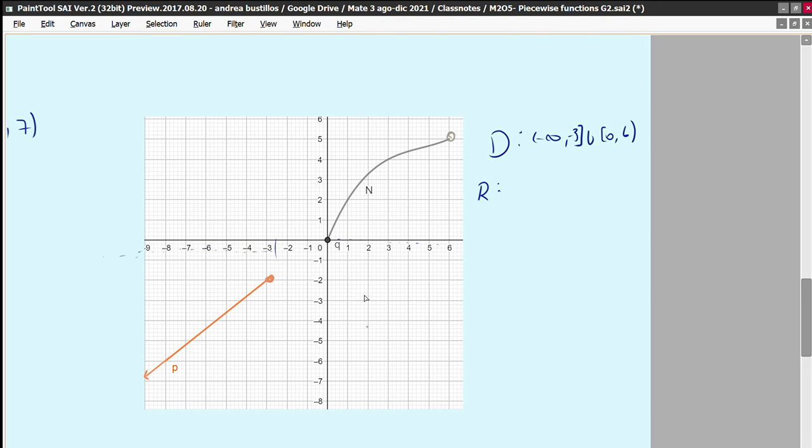Now, for the range, I'm going to start from the bottom and go to the top. Because this function continues all the way down, that means that my range is going to start at -infinity. And then it's going to stop at -2. So my range goes from -infinity to -2, and -2 is included. Then I have a blank space between -2 and 0, and then my graph continues from 0 to 5. 0 included, 5 not included.